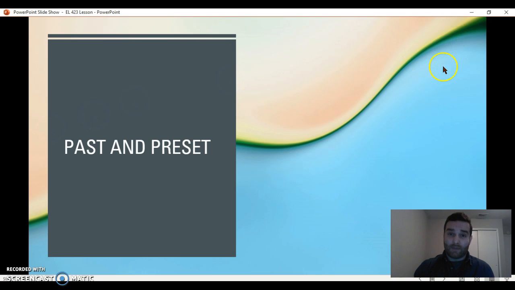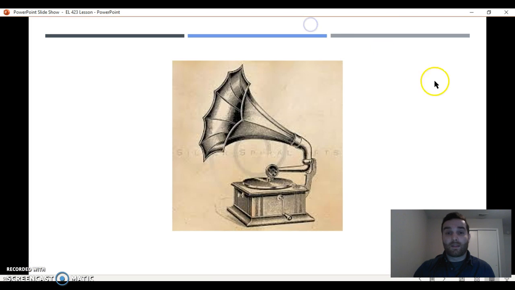So I'm going to show us a couple of items, and we will look at each one of these items and determine if they are past or present items. So let's begin. Do we all know what this is? Some of us may not. This is a record player. A record player was used to pretty much play sounds and songs.